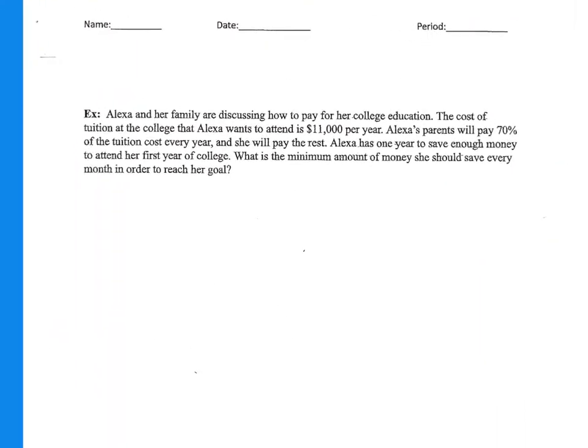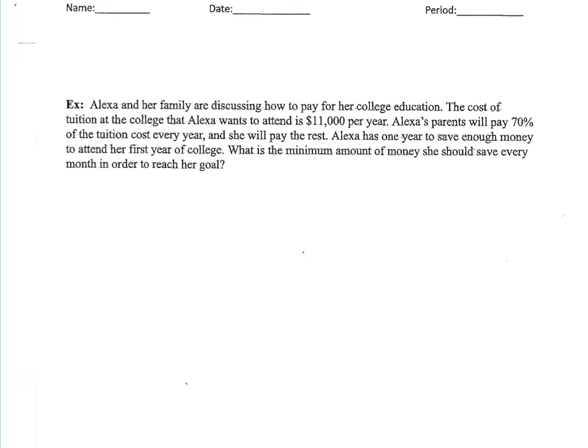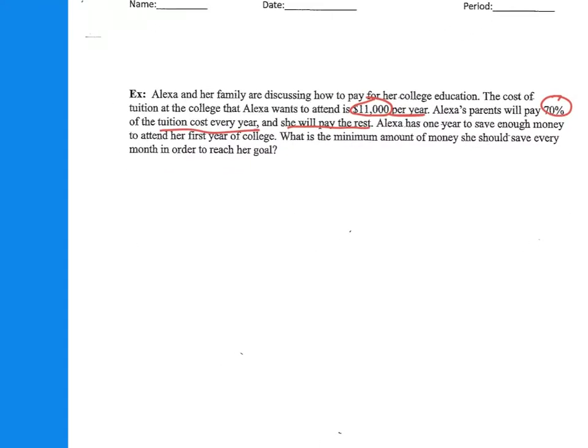Okay, last one. Alexa and her family are discussing how to pay for her college education. The cost of tuition at the college Alexa wants to attend is $11,000 per year. Her parents will pay 70% of the tuition costs every year, and she will pay the rest. So there's a question like this on your test, I think. So if her parents are paying 70%, what percent is she paying? 30%. So that's what we want to focus on. She's going to pay 30%. Okay? Or when we start to use it here in a second, 0.3.